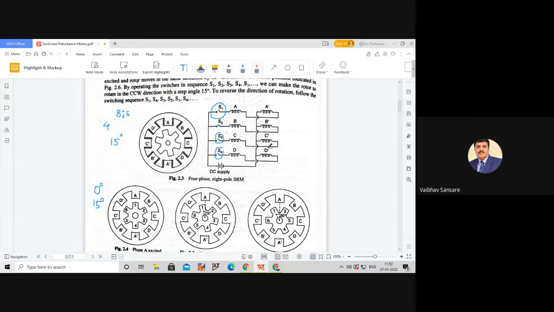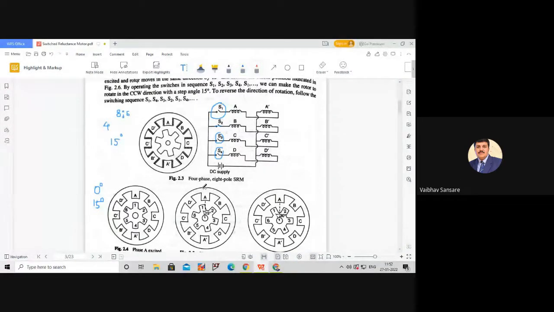If we have to move this motor in the clockwise direction, we have to reverse this switching sequence. That means for clockwise motion, the switching sequence will be S1, S4, S3, S2, S1. So in this particular way, we can change the direction of rotation from counterclockwise to clockwise.